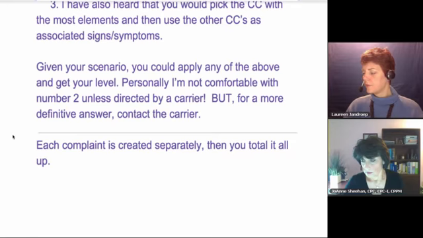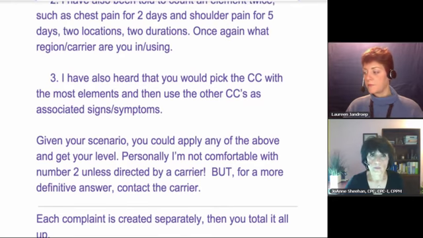So really and truly, the best thing I can tell you is you're going to have to go to your carrier. As with all auditing, we always have to go back to the carrier that we're auditing for. So if this is a Blue Cross Blue Shield claim, then I'm going to go to Blue Cross Blue Shield of whatever state I'm in, and I'm going to say, hey, how do you treat multiple chief complaints for your HPI? How do I count those elements? And then that's what I'm going to do.